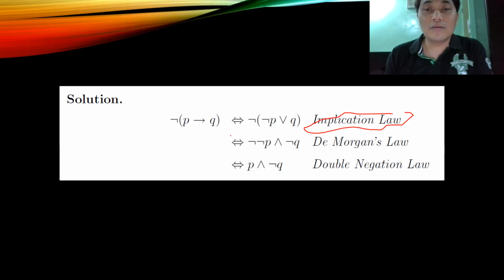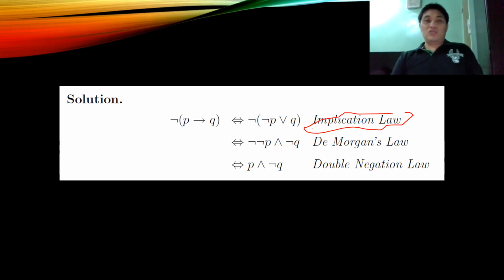Then the next statement: the negation of P implies Q is equivalent also to, by De Morgan's law, the double negation of P logically and the negation of Q. In the double negation law, this is equivalent to P logically and the negation of Q.